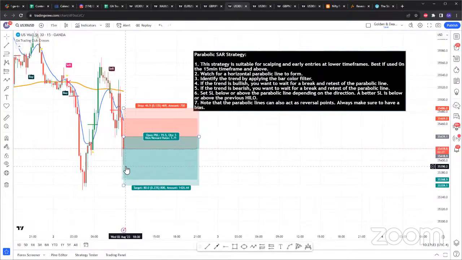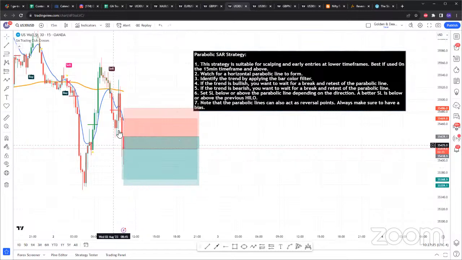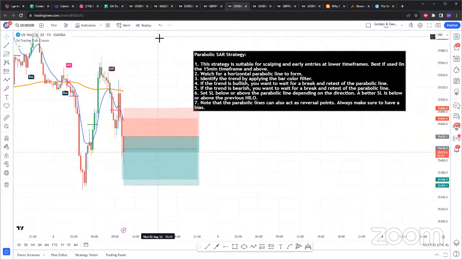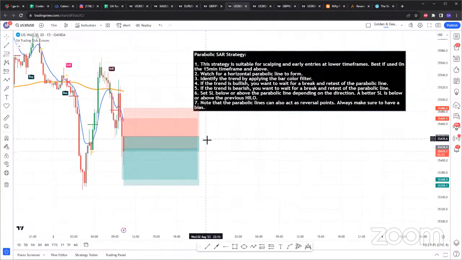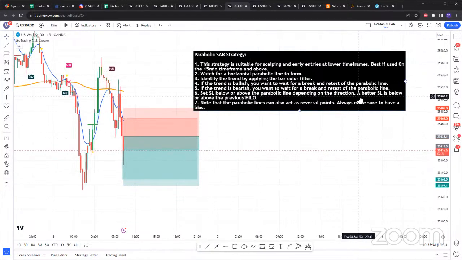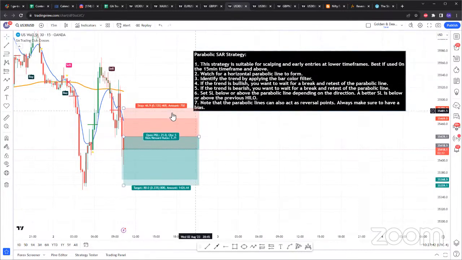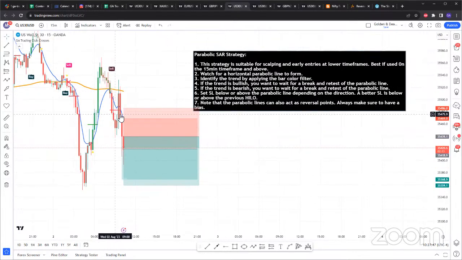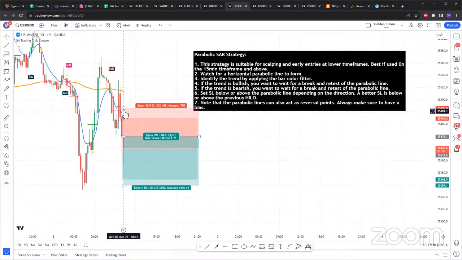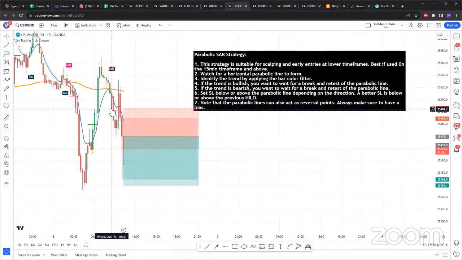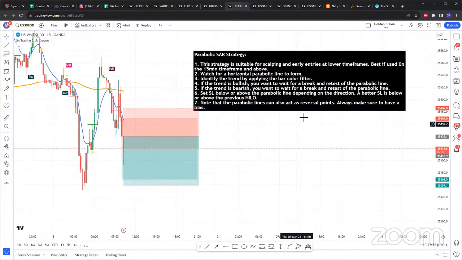If a red parabol forms here, also keep in mind, parabols can be areas of reversal. This red one right here, price could have easily come here, retested, and shot all the way up. So a parabol can be a double-edged sword. That's why you need to have a bias. You need to know what the trend is. Is the trend bullish or bearish? That's going to help you avoid getting caught by those reversals. Sometimes your color is relative, but you can think of the green ones as areas to buy, red ones as areas to sell.